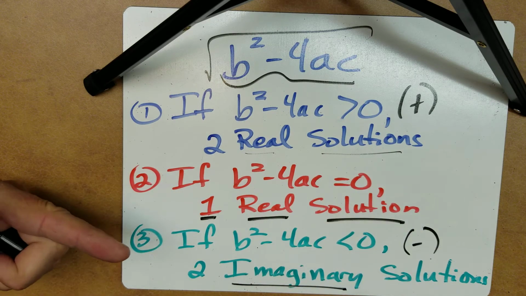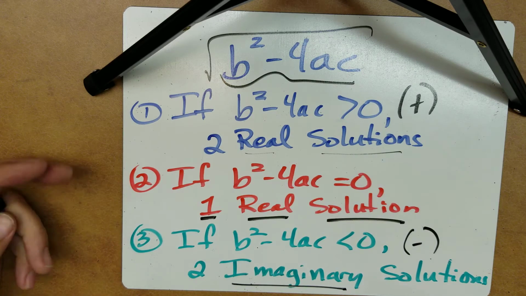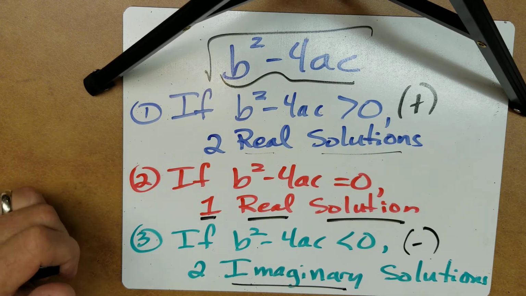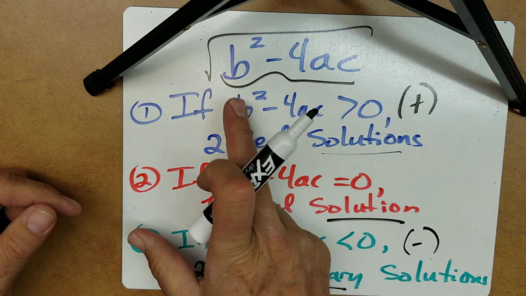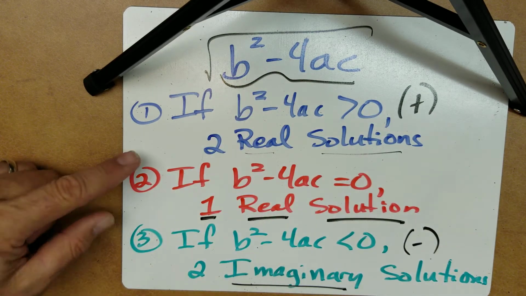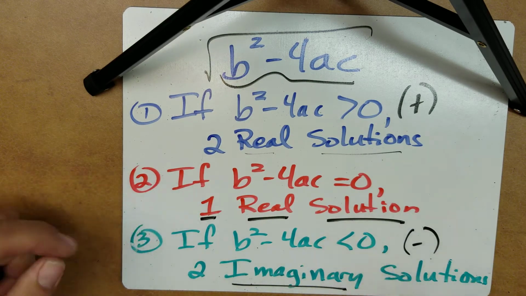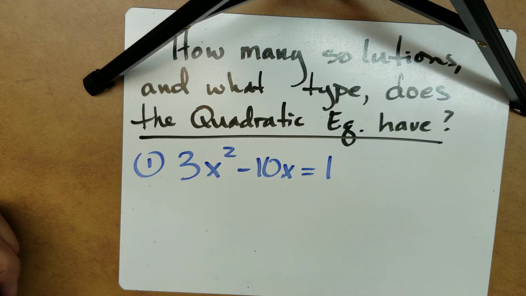So basically, this is a test. You're going to be asked, how many solutions and what type do you have? And you're going to say, no problem. I'm going to figure out what b squared minus 4ac is and use this test. Make sure that's in your notes. Let's do some examples.